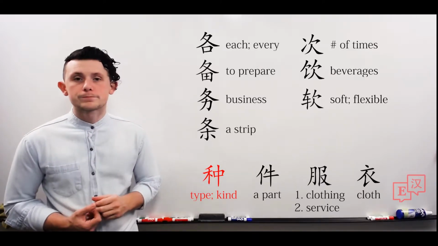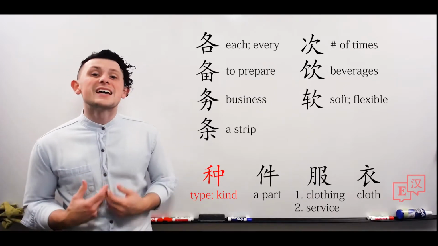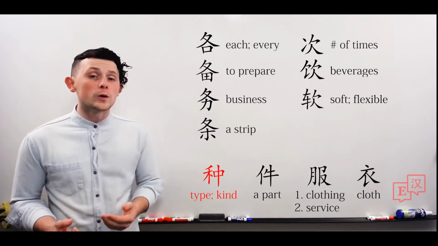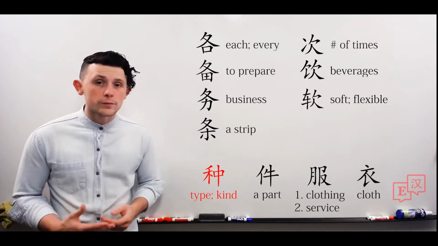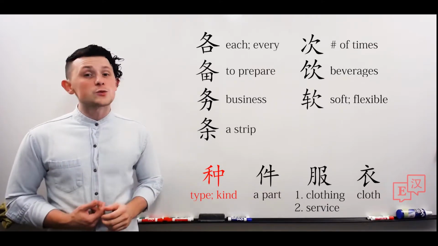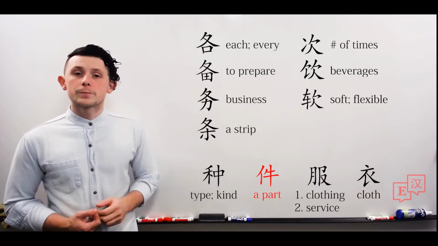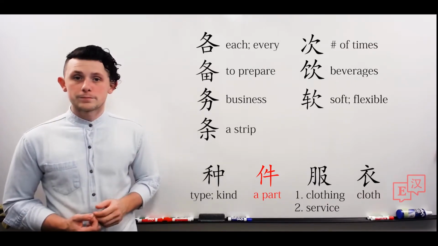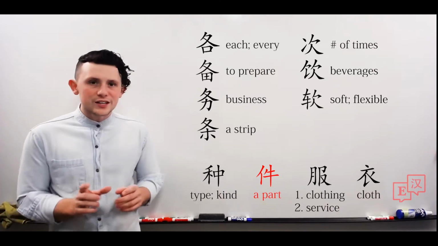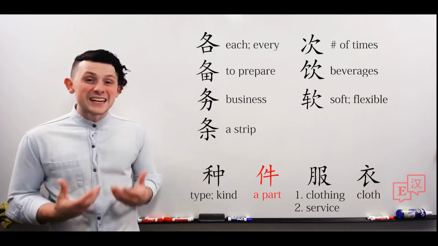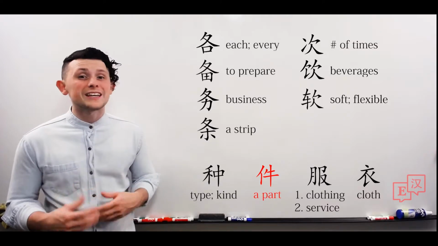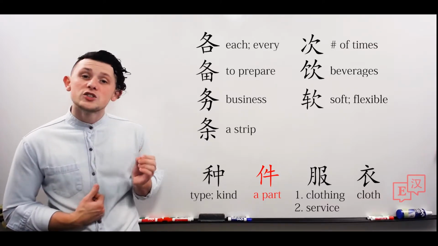Now we have five additional characters that we have to learn, the first of which being Zhong. Zhong means type or kind, as in a classification of something. Yi Zhong, one type. San Zhong, three types. Zhong. Next we have jian. Jian means a part or component. Now note it is literally a person next to a cow, but its meaning is actually part or component. It is also often used as a measure word for things relating to documentation. Jian.